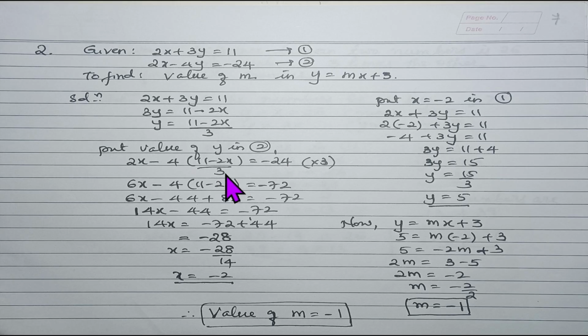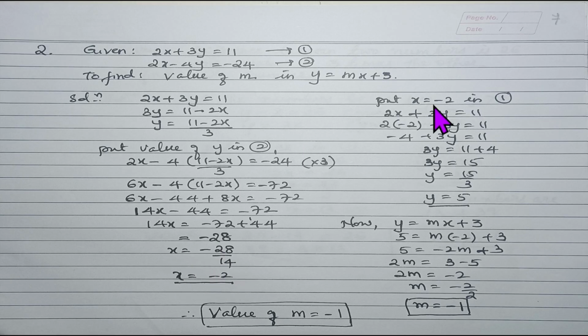Now 3 is there, I have to eliminate 3, so I will multiply by 3. So 3 into 2 is 6x, 3 gets cancelled, so we get 4 in the bracket (11 minus 2x) is equal to minus 72, because 24 into 3 is 72. Now open the bracket, 4 into 11 is 44, and minus into minus is plus, 4 into 2x is 8x, equal to minus 72. Now add 8x and 6x, that becomes 14x minus 44 is equal to minus 72. Take 14x and transfer minus 44 to the right, we get minus 72 plus 44, minus 28, and x is equal to minus 28 by 14, and therefore x is equal to minus 2, and that's the correct answer.